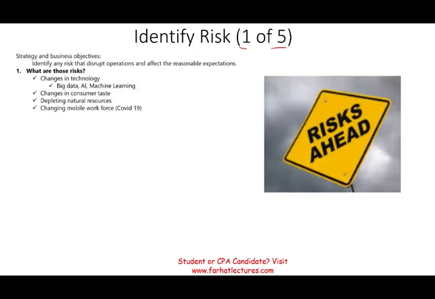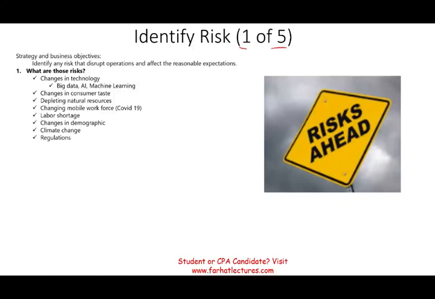Changing mobile workforce, especially with COVID-19 now, that's a risk, especially if our labor force is not mobile. Labor shortage: we don't have enough employees to do the work for us. Changes in demographics: we service people in their 60s and above, and the average population where we operate is 35. Well, we're going to have an issue with this because the product that we sell is not for that demographic. Climate change could be something that's going to affect our business.